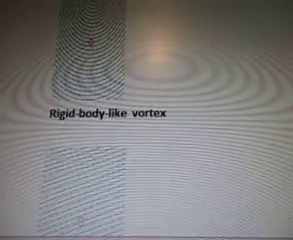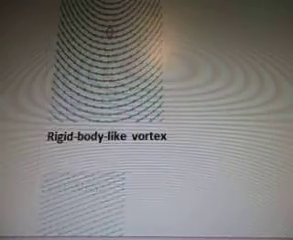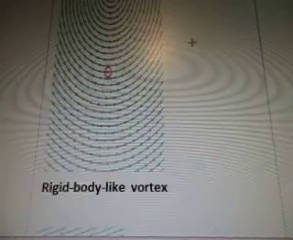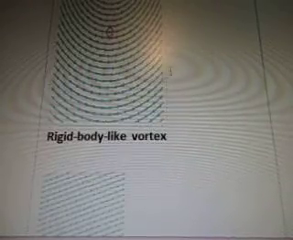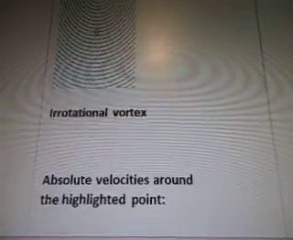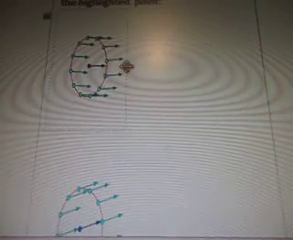The example flows. Here's a rigid body like vortex. Now unfortunately it's not doing what I want it to. If you go to the blog, you'll see how it spins and it does different directions, okay, and it shows you on there. So parallel flow with shear, and then we have irrotational vortex, and then absolute velocities around the highlighted point.